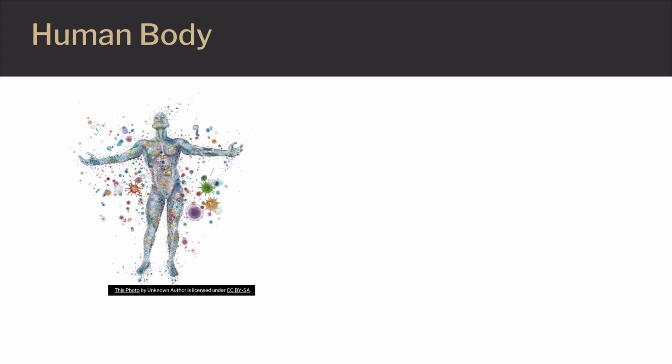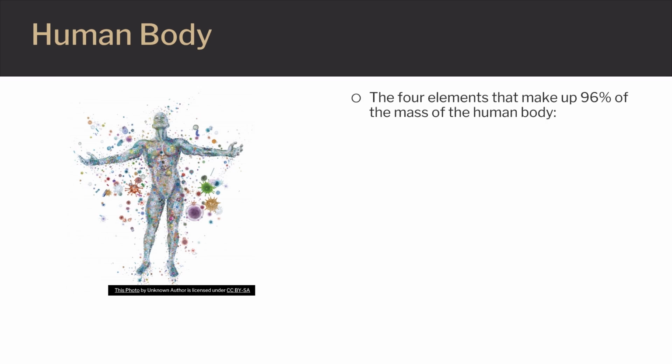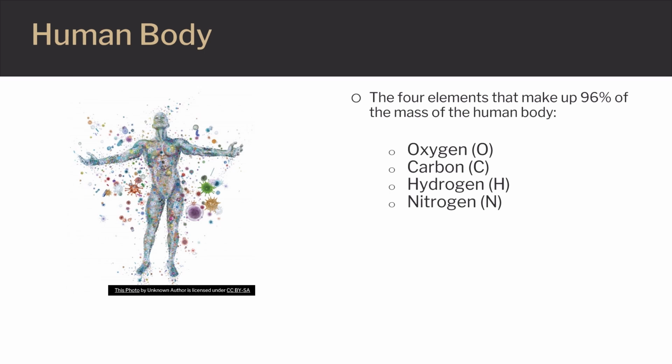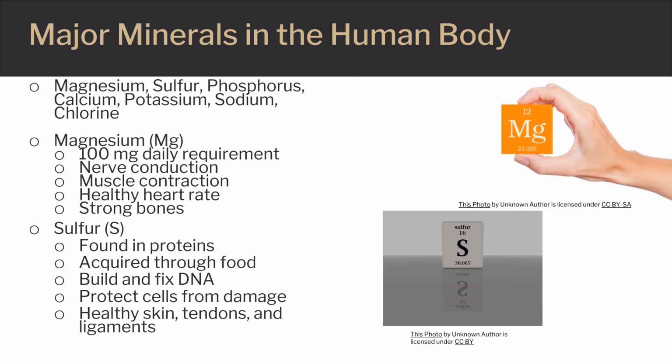How do elements play a part in the human body? There are 4 elements that make up 96% of the mass of the human body, and they are oxygen, carbon, hydrogen, and nitrogen. Carbon, hydrogen, and oxygen are found in the 4 main types of biological molecules: proteins, carbohydrates, lipids, and nucleic acids. Proteins and nucleic acids contain nitrogen. Sulfur and magnesium are present in smaller amounts. At least 100 milligrams of each is needed in our daily diets.